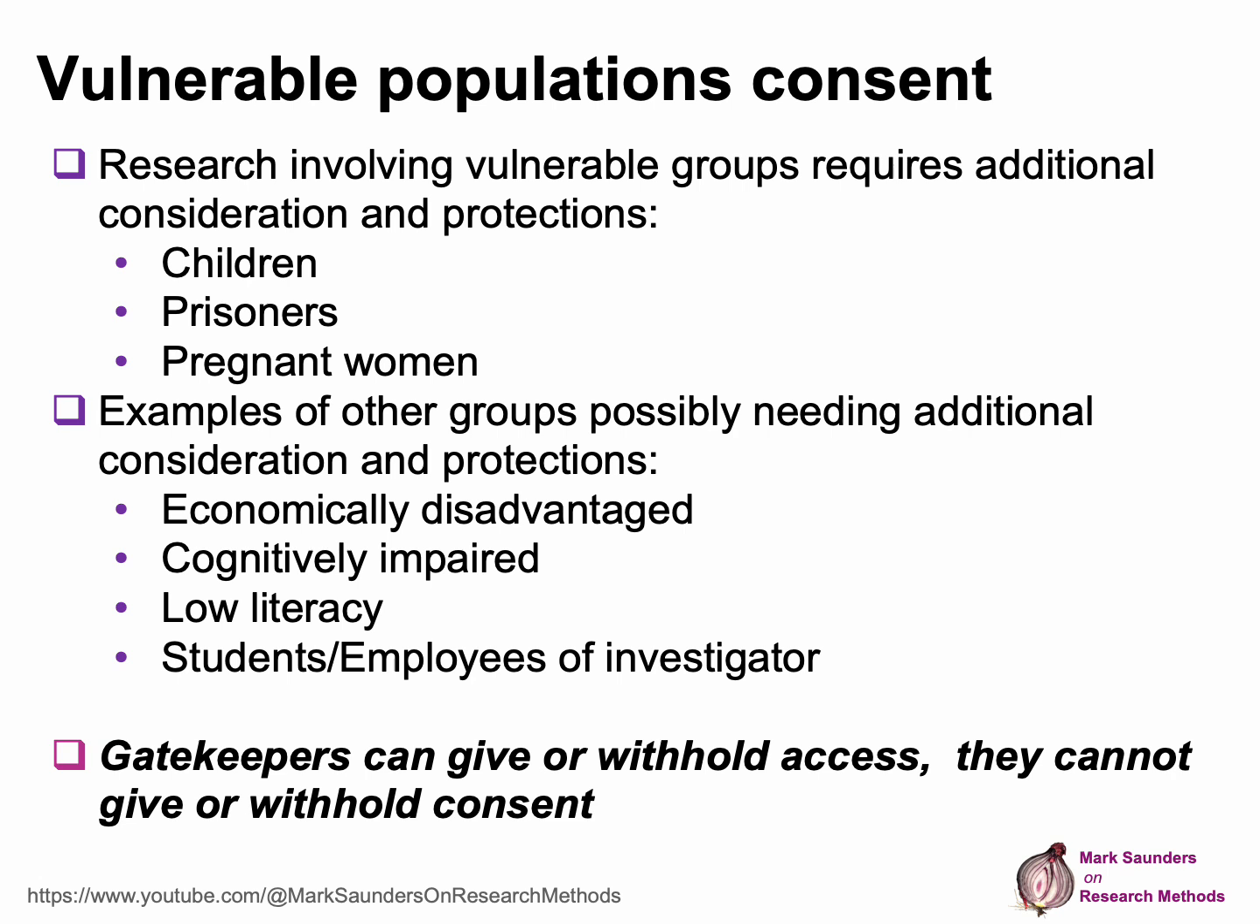Children, prisoners and pregnant women are examples of such vulnerable groups, but other groups that might possibly need additional considerations and protections are people who are economically disadvantaged, people who are cognitively impaired, people who have low literacy because they can't actually read consent forms perhaps, and students or employees of the person who's undertaking the investigation. And I just want to also stress that for vulnerable populations, gatekeepers can give or withhold access, but they cannot give or withhold consent. That needs to be thought of in relation to the vulnerable population and those people.